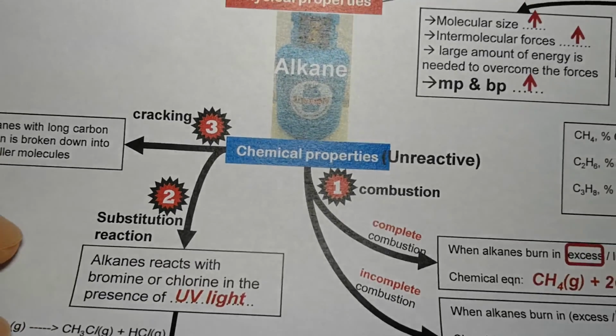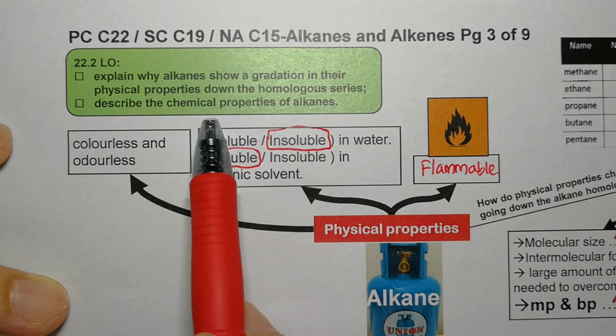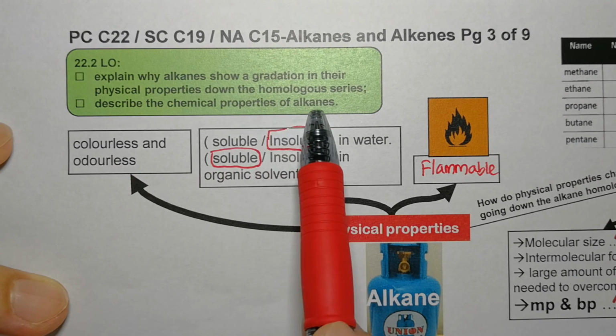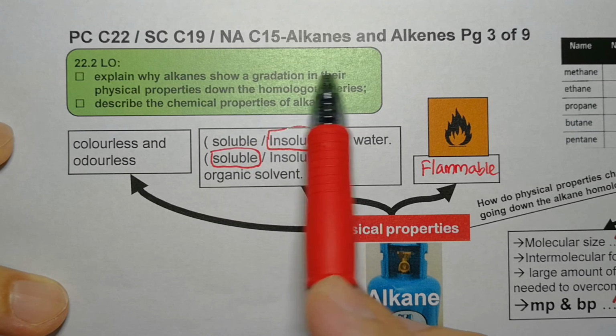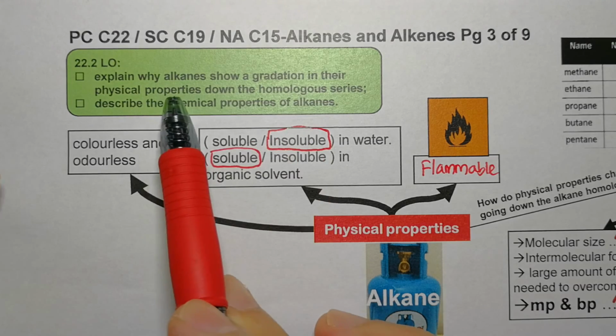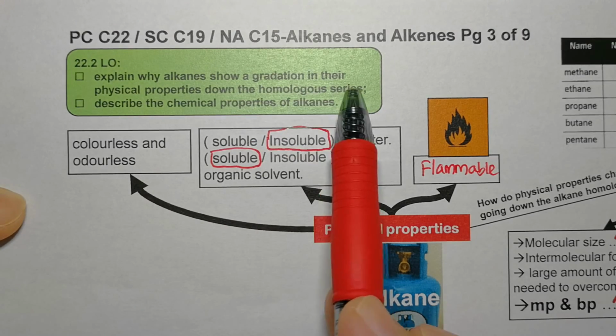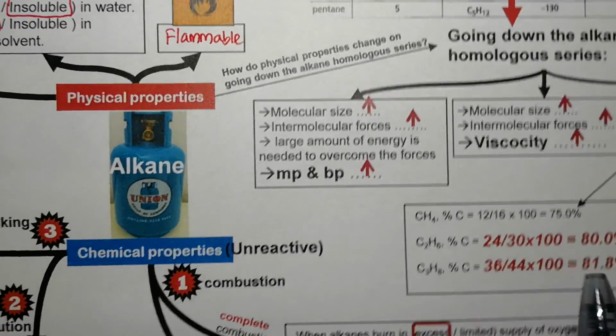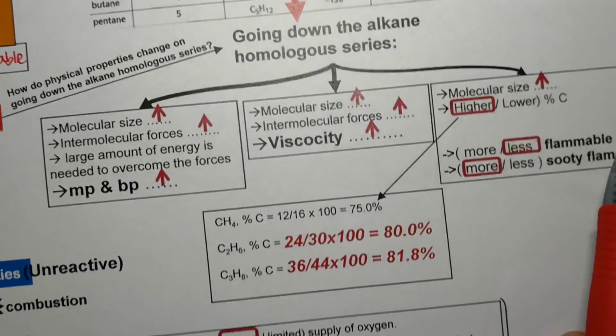Alright, so that would take care of the lesson objectives. Describe the chemical properties of alkanes, and of course before that is show a gradation in their physical properties. That means show the gradual change in the physical properties down the homologous series. So basically is these 3 parts here.